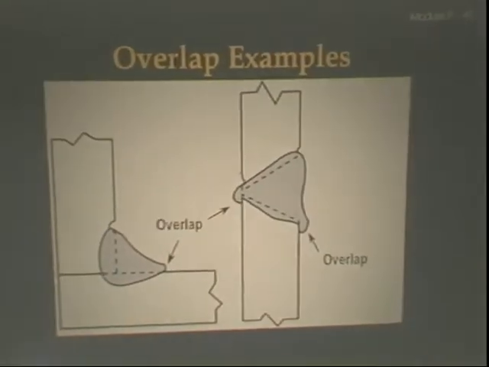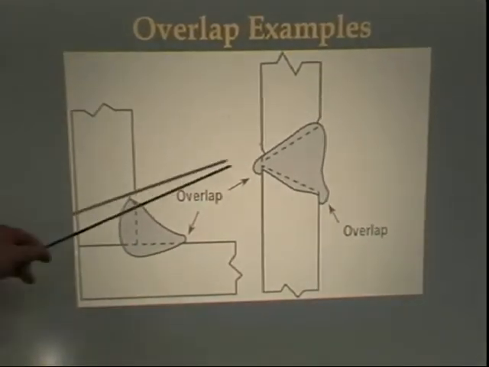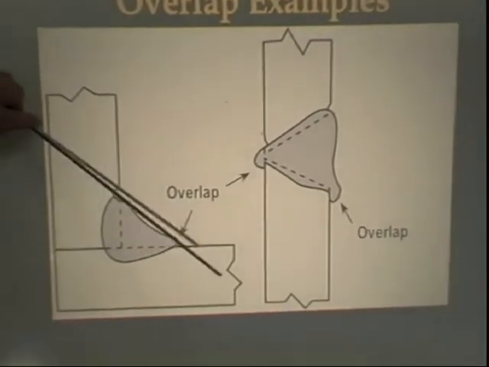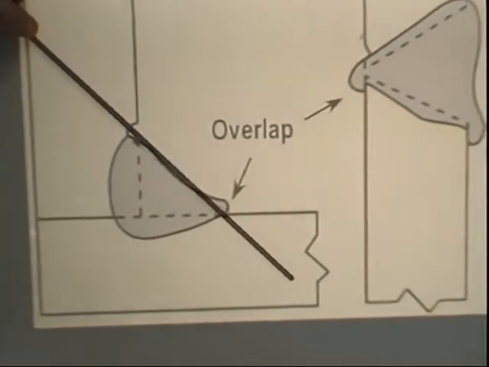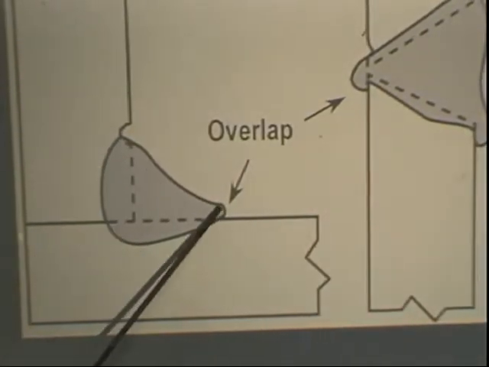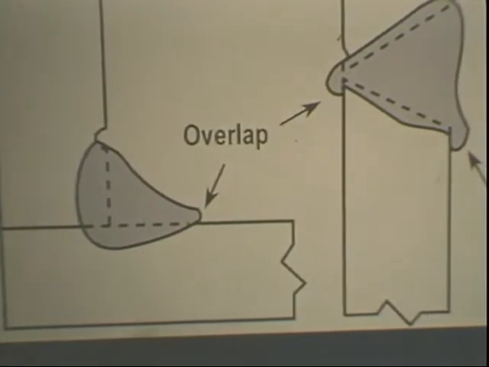Here we're back to these slides again, the same slides that showed our undercut. Well, now they're pointing out overlap. And so you can see here the overlap on this fillet weld. You can see it's reduced the size of that fillet weld. And this is excess metal that's just flowed out onto the parent metal.